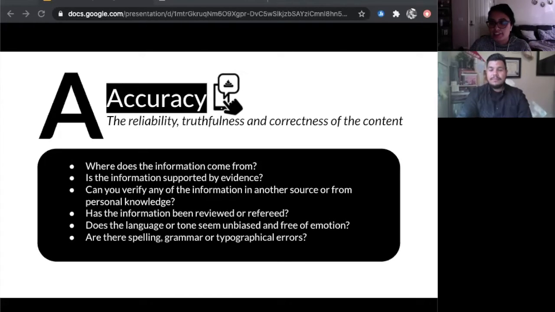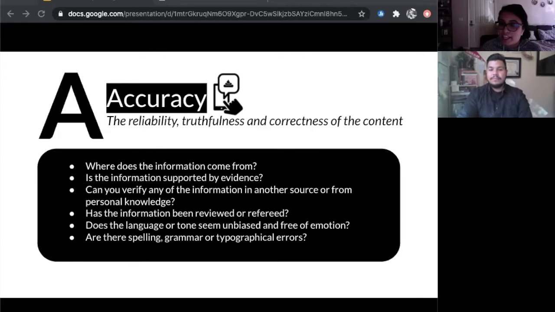So the second A stands for accuracy, or the reliability, truthfulness, or the correctness of the content. So ask, where does this information come from? Is the information supported by evidence? And if so, where and how is this evidence provided? Can you verify any of the information in another source or from personal knowledge? Has the information been reviewed or refereed? Does the language or tone seem unbiased and free of emotion? Are there spelling, grammar, or typographical errors? Again, the more intensely you have something reviewed before it is published, especially by other respected scholars, you can assume there is a higher degree of reliability and accuracy to the information.